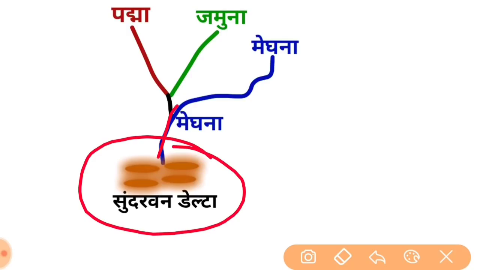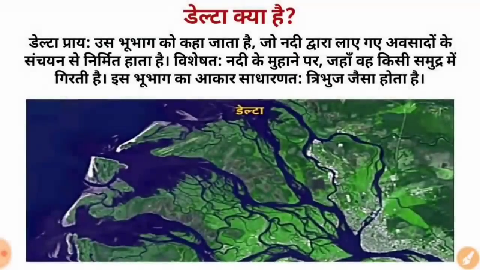So what is this delta? I will tell you this later. So earlier we saw that when the Meghna River goes into the sea, that is, when the Ganga, Brahmaputra, all these rivers go into the sea, they form a delta. This is the world's largest delta, the Sundarban Delta.